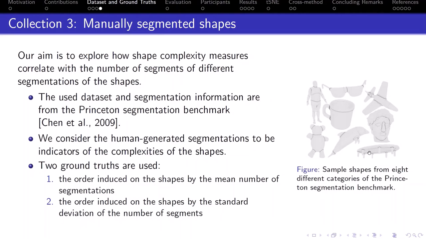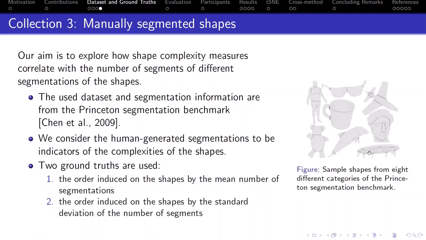And our final collection is that of manually segmented shapes. And here our aim is to explore how shape complexity measures correlate with the number of segments of different segmentations of the shapes. And we have used the Princeton segmentation benchmark. Both the dataset and the segmentation information are from there. And we have considered the human-generated segmentations to be the indicators of the complexities of the shapes.